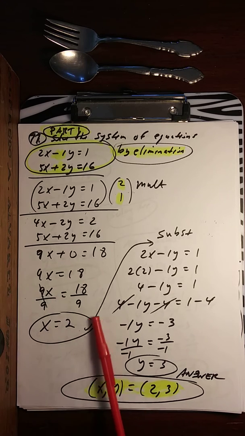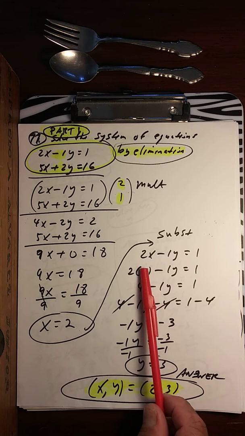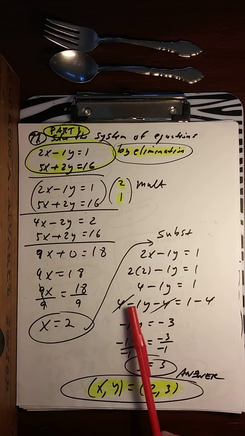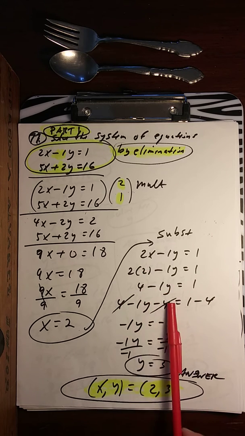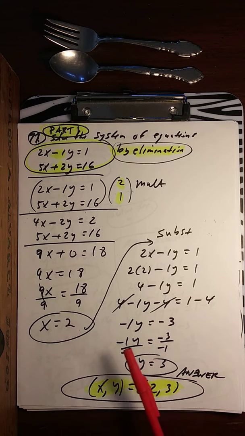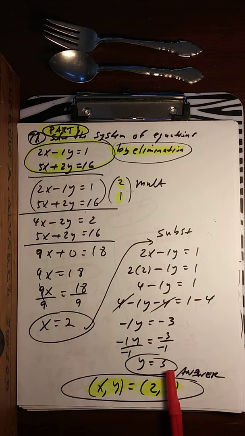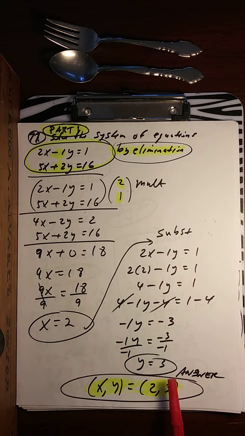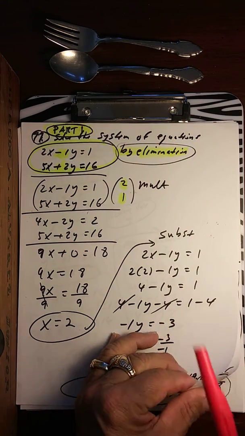Once I get one answer, put it back here. 2 times 2 is 4 minus that. 4 minus 4 is gone. Negative 1y equals negative 3. Divide by negative 1, so y equals 3. So (2, 3). That's by elimination.